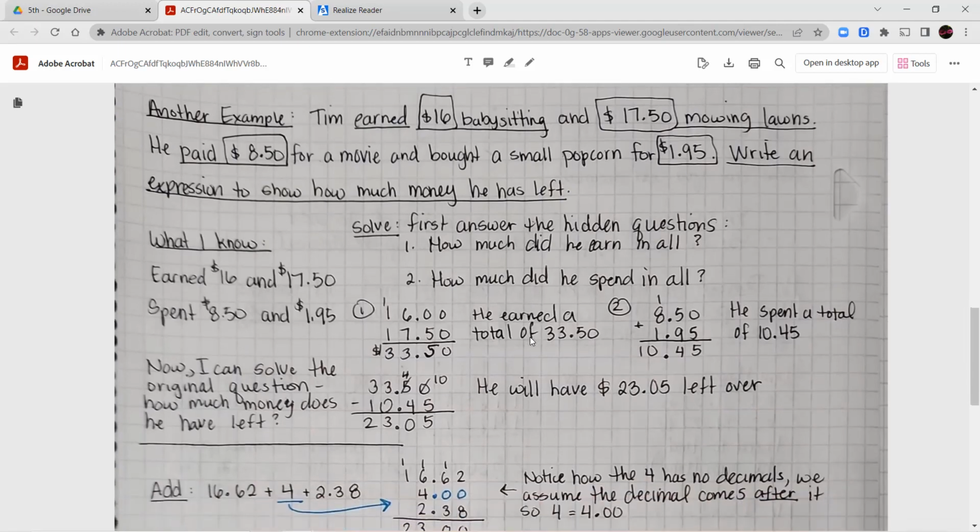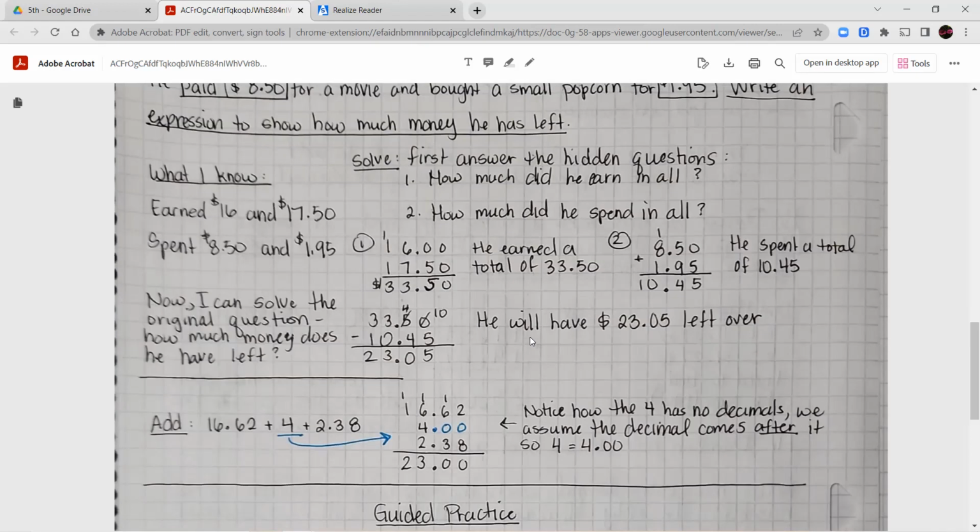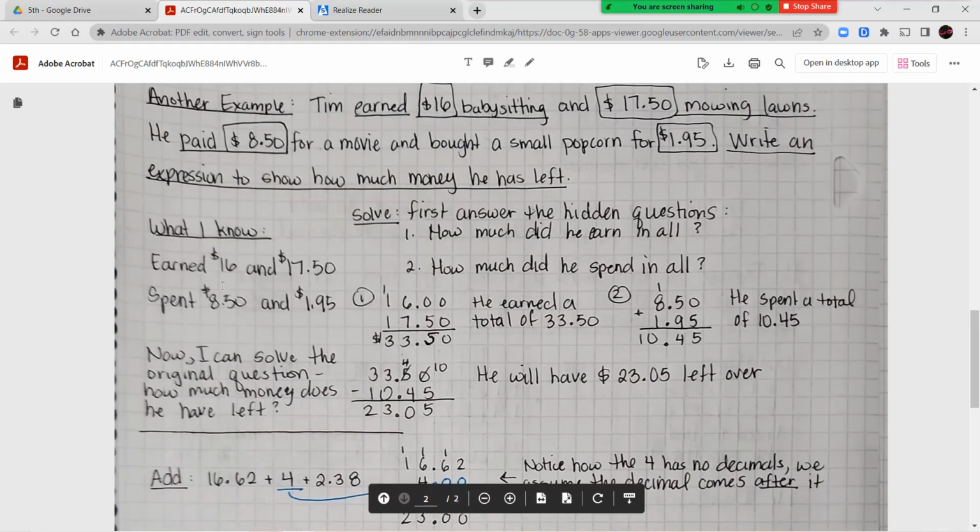It says Tim earned $16 babysitting and $17.50 mowing lawns. He paid $8.50 for a movie and bought a small popcorn for $1.95. Write an expression to show how much money he has left. So first I want to think about what I know. I know that he earned $16 and $17.50. I know that he spent $8.50 and $1.95. So first I have to answer the hidden questions.